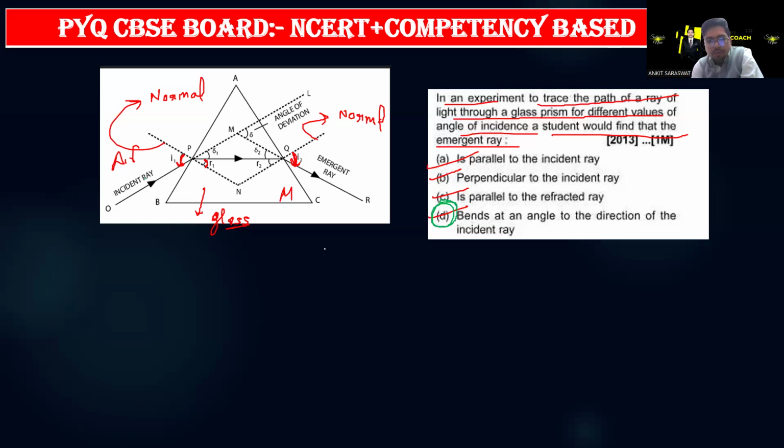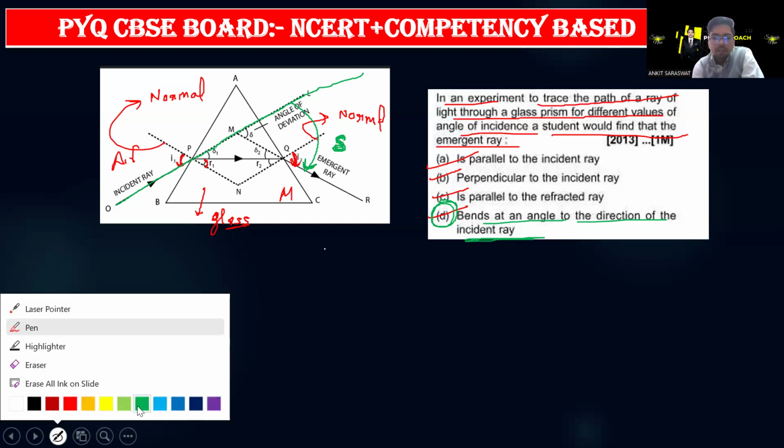You can check, this is the incident ray. Can you check? The emergent ray is bending from the incident ray. This is known as the angle of deviation. At what angle it is going to deviate, that is the angle of deviation. So it bends at an angle to the direction of incident ray. If I change this angle of incidence, then it will also change. Understood? So option D is correct.